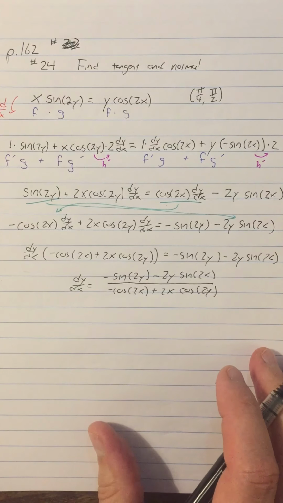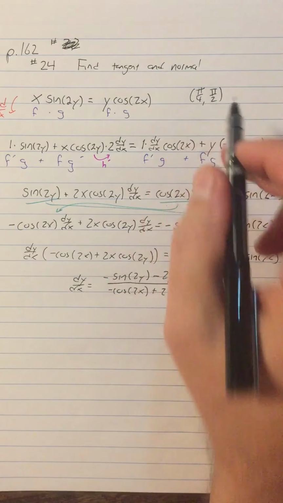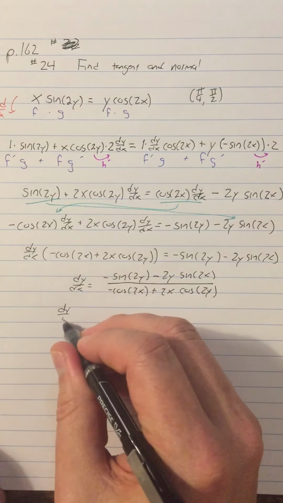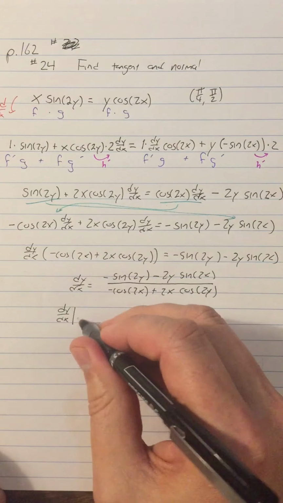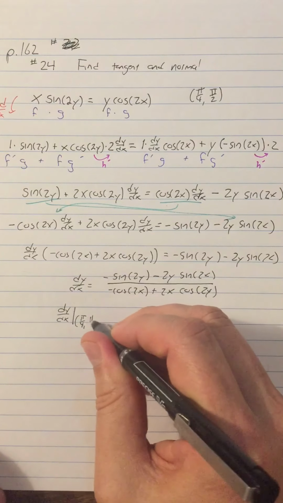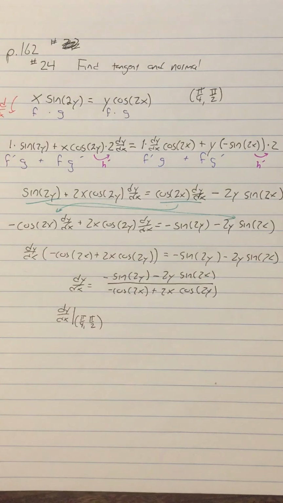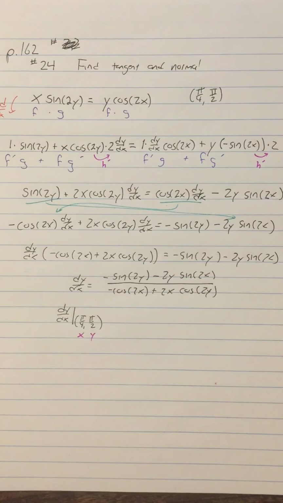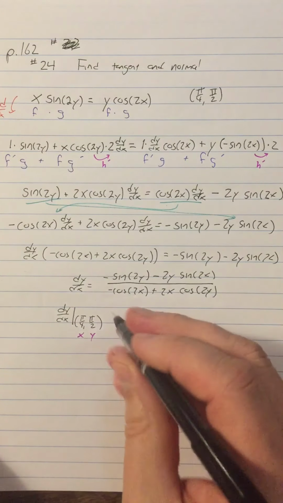All right, now we're supposed to find the tangent and normal at (pi over 4, pi over 2). So that means we need dy/dx evaluated at the point (pi over 4, pi over 2). And it really does help me to write x and y under here because I tend to get pretty confused, because they're not in the same order over here.